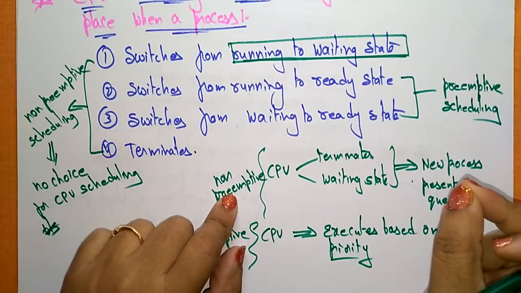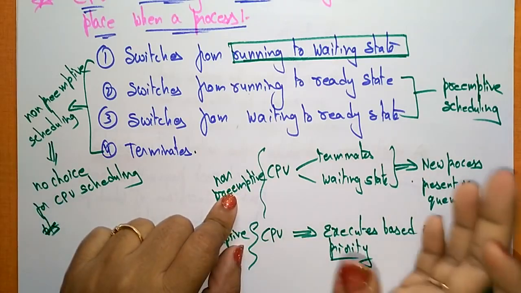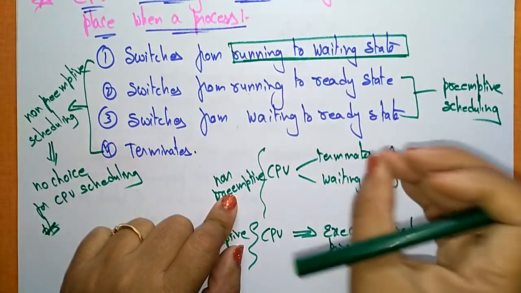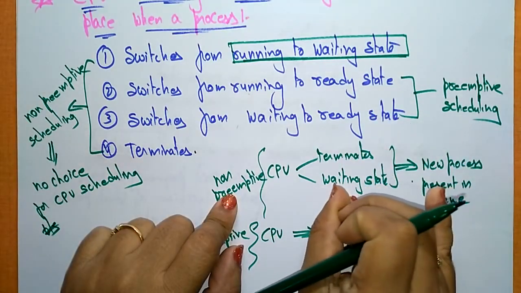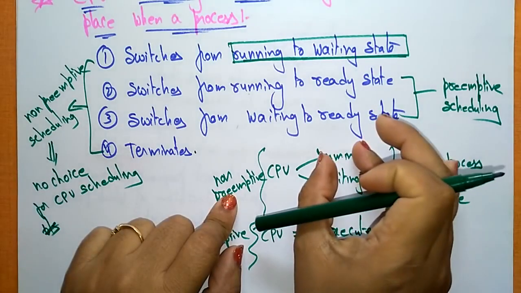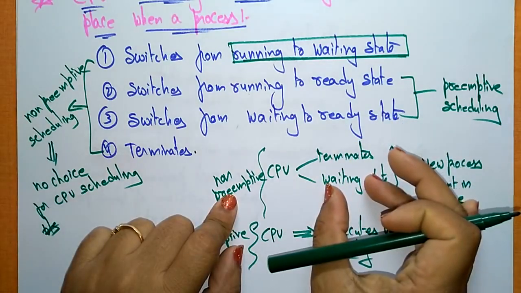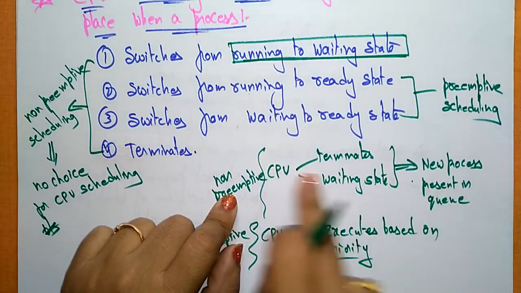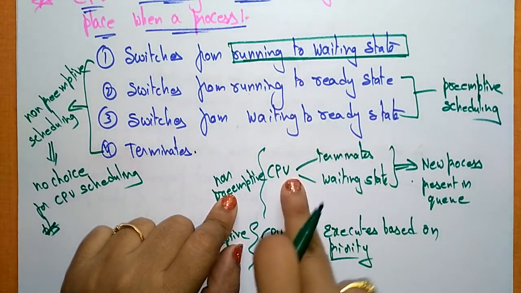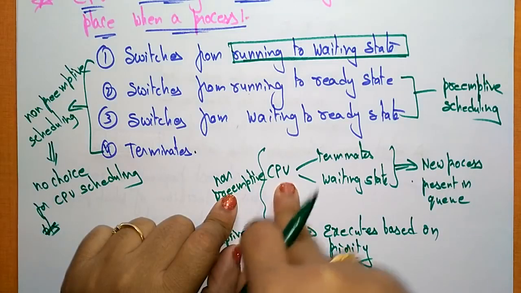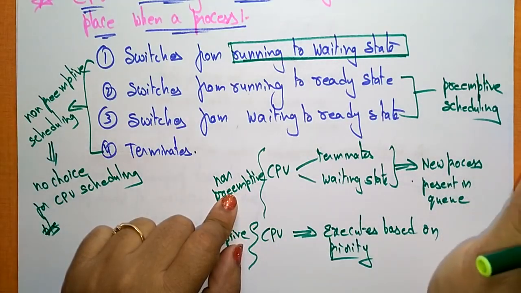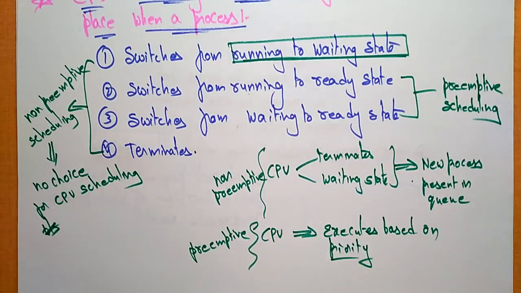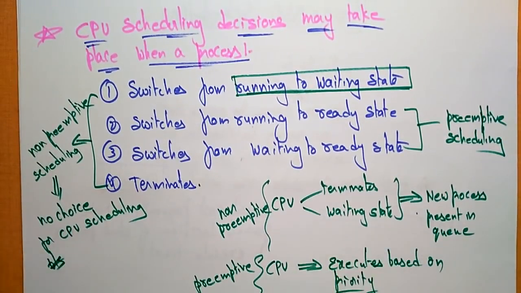And non-preemptive means the processor doesn't have any choice. First it has to complete that work until it terminates or until that process goes to the waiting state. Whenever the process terminates or is in waiting state, only then can the CPU take the next process. Until that process is released from the CPU, the CPU has no choice to take the interrupted request. That is about non-preemptive. So these are the CPU scheduling decisions that take place when a process is changing its states.